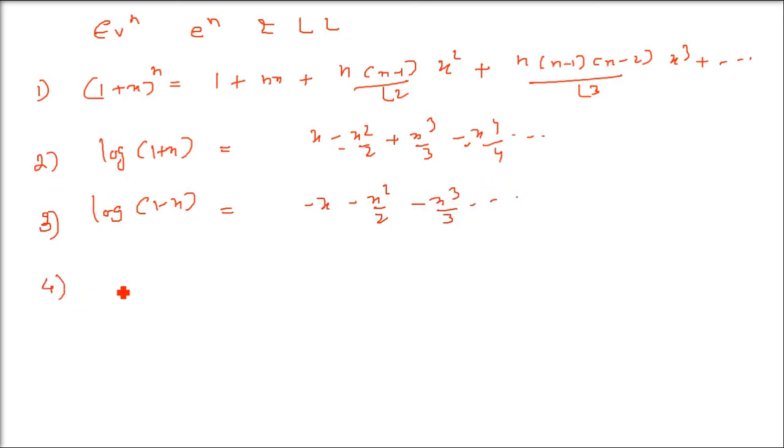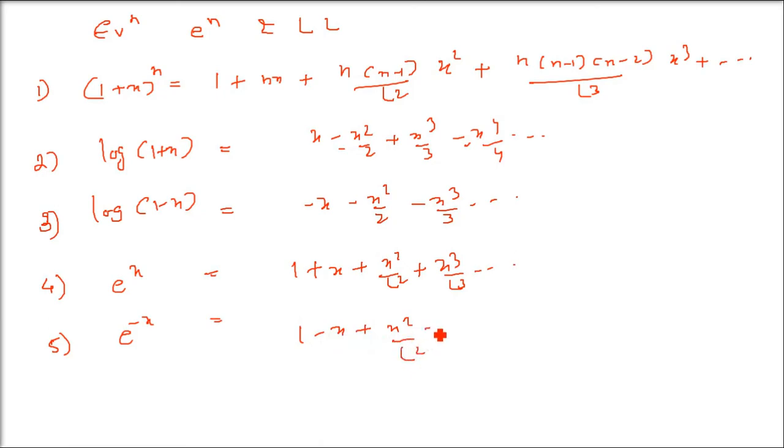And the fourth one is e to the power x, and we'll see e to the power minus x also. For e to the power x and e to the power minus x, the expressions are the same, only the sign will change. E to the power x will have all plus. So 1 plus x plus x square by factorial 2 plus x cube by factorial 3. And e to the power minus x alternates negative positive: 1 minus x plus x square by factorial 2 minus x cube by factorial 3 plus x4 by factorial 4.